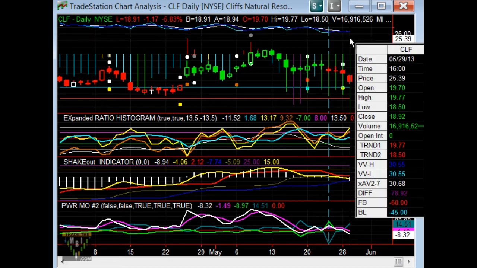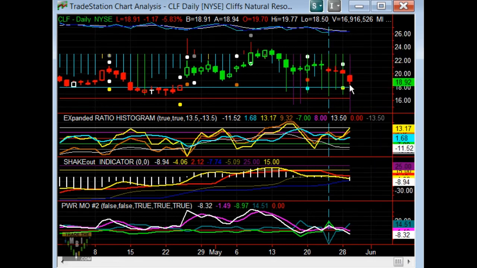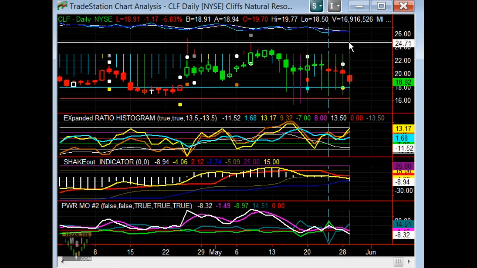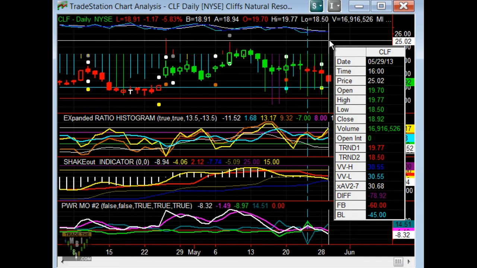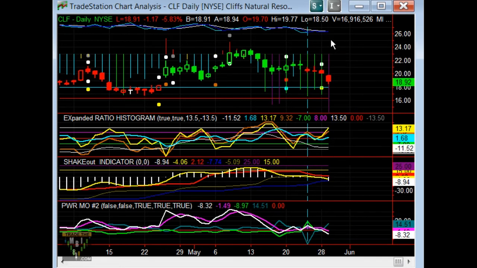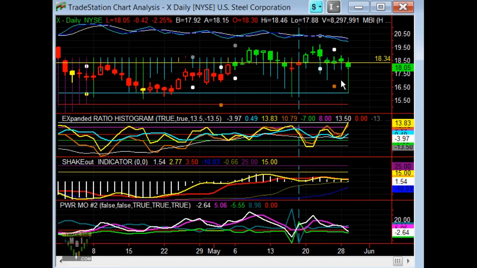Pretty deep move below the red line, minus 78 on that differential, so that's pretty extreme. I'm actually going to be changing the name. Instead of it saying differential or diff down there, the third from the bottom, I'm going to have it say extreme, so that you'll know that that's the extreme histogram rating, make it a little easier to identify.